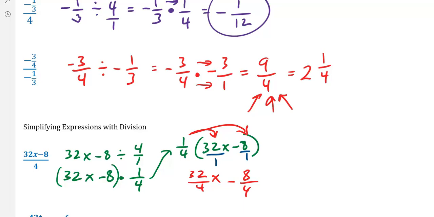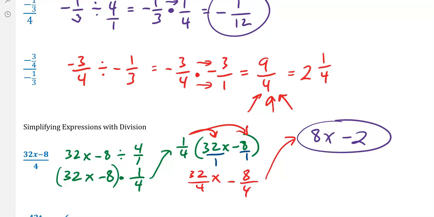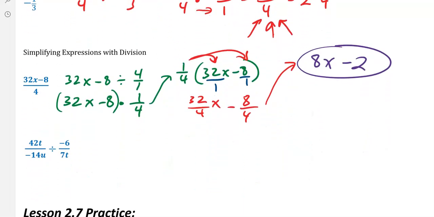All right, so now 32x over 4 minus 8 over 4. 32 divided by 4 is 8, so that's 8x minus 8 divided by 4 is 2. And we have simplified that expression. That wasn't too awful, right? Not too bad. Step by step.